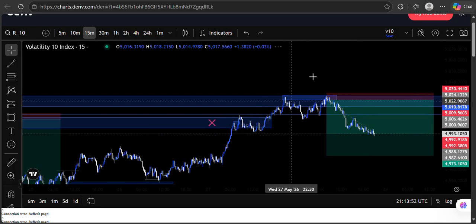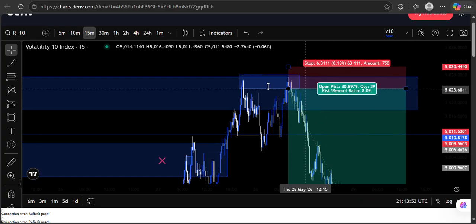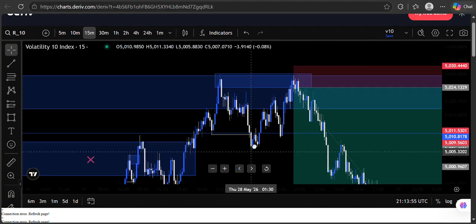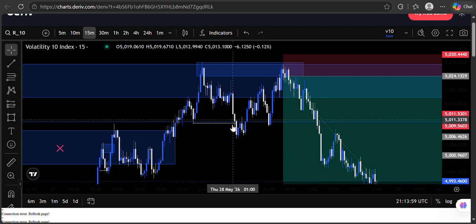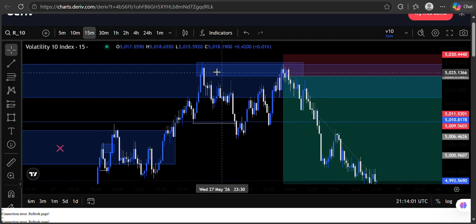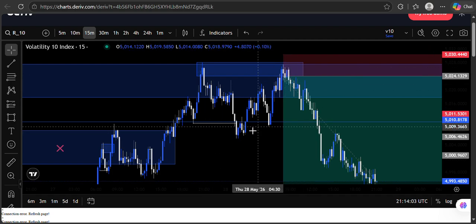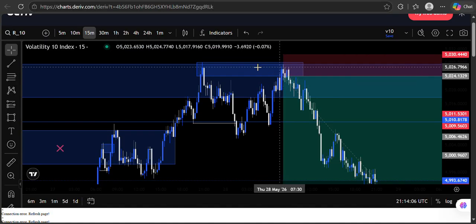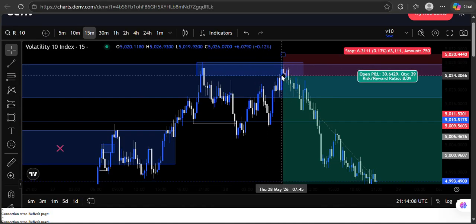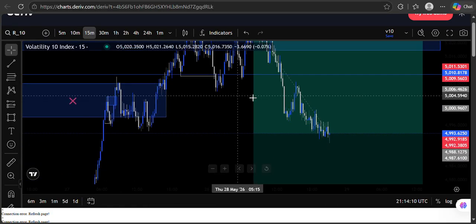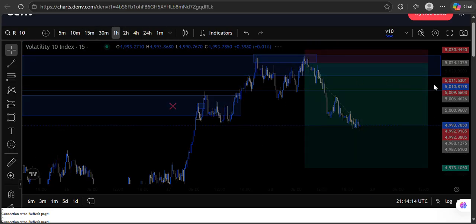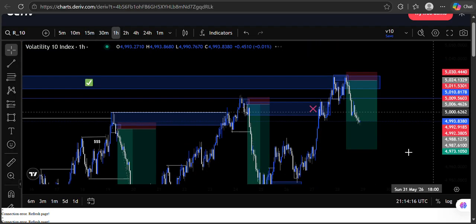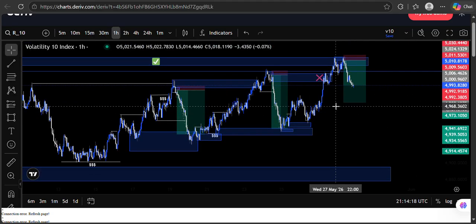Now the moment price tapped into our zone, what did we wait for? We saw that there was a break of structure to the downside. This break of structure, that's a change of character to the downside, and this is the zone that caused that change of character. So we waited for price to tap into that particular zone. Price tapped into that zone, we sold. So this is how we took this sell, and we are expecting this particular sell to continue.